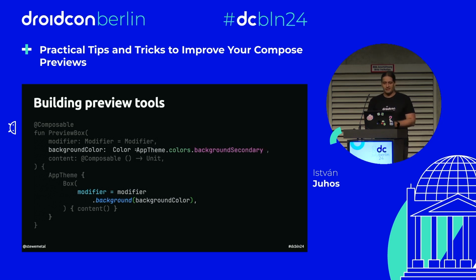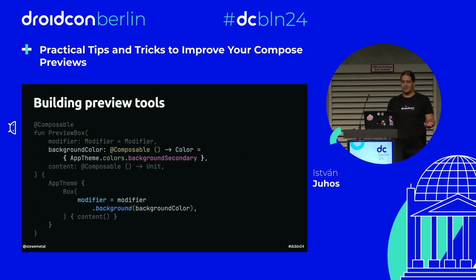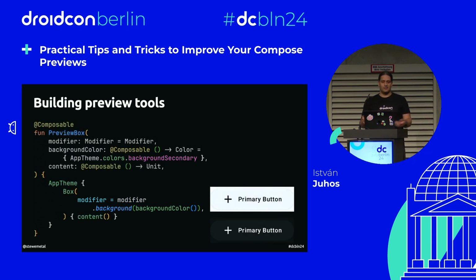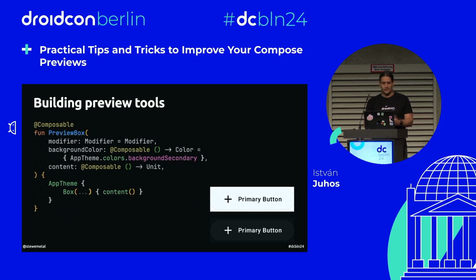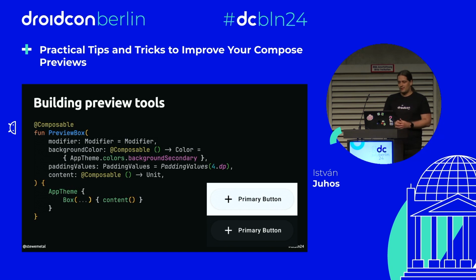The fix is quite easy. We have to defer the reading of that composition local and just call that deferred composable lambda for the background parameter. And with this, we got a button which has a background with our preview box. Of course, we can continue extending this tool with, for example, padding values. And basically anything that we can set on a box, we can just expose in the API surface of this preview box, and yeah, we can continue having fun.